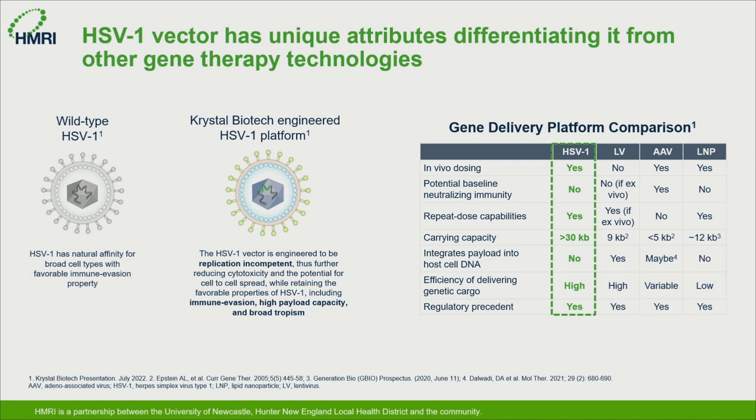Now, we know that HSV is a highly effective virus. It's evolved over millennia to evade our immune response and also is highly effective at getting into a broad range of human cells, and of course, including the airway epithelial cells. It also has a very high carrying capacity, which is quite unique, at greater than 30 kilobases. And it also can be delivered with high efficiency to the airways, as you'll see.